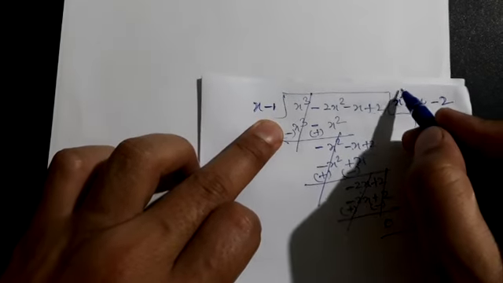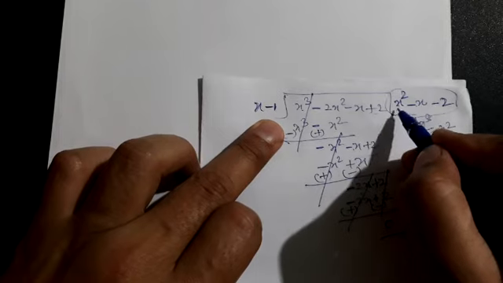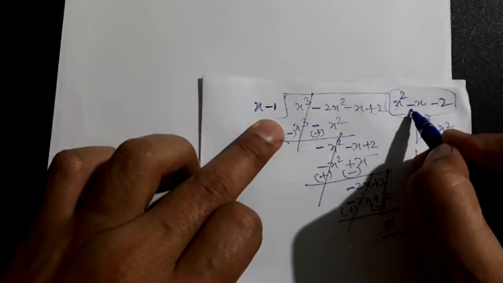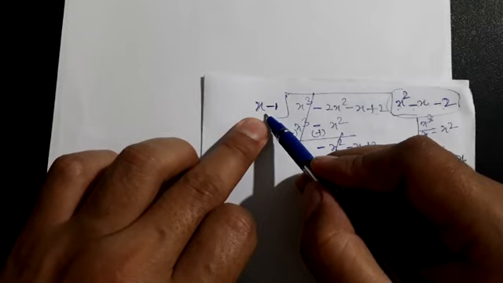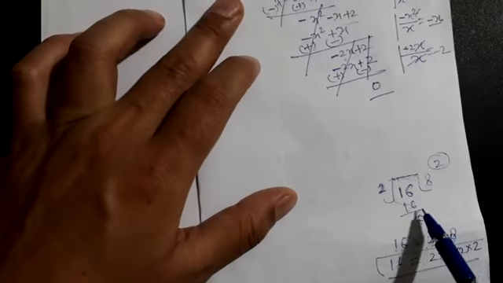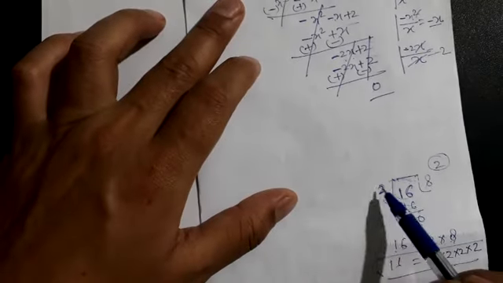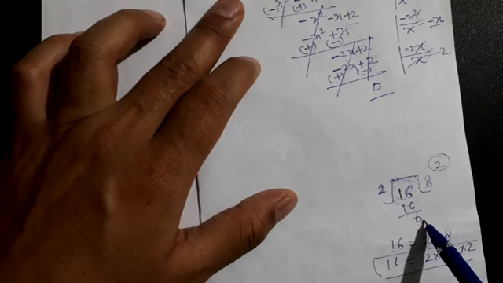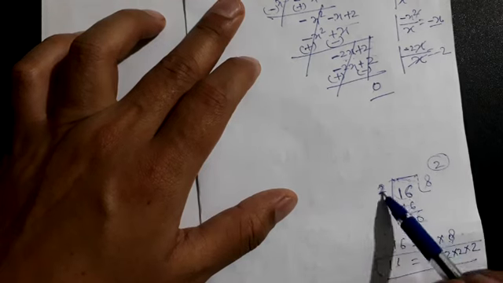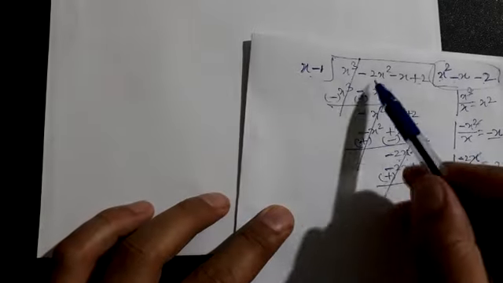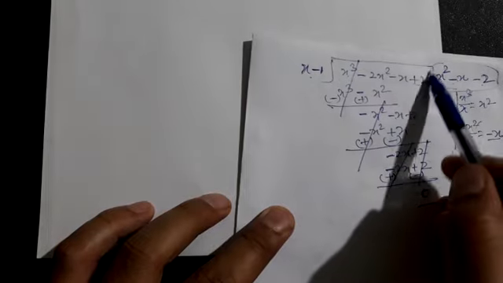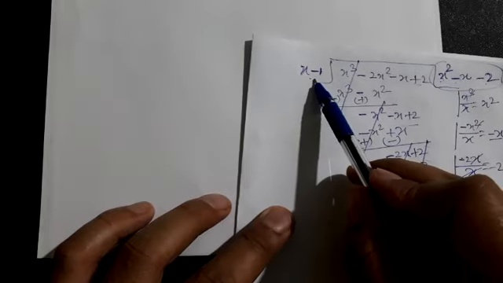Getting this or not? You see what our dividend is, and this is our divisor. Here is an example: 16 can be written as 2 into 8 when our remainder is 0. When the remainder is 0, we can directly write 16 as 2 into 8. In the same manner, our remainder is 0 here, so this dividend can be written as quotient into divisor.